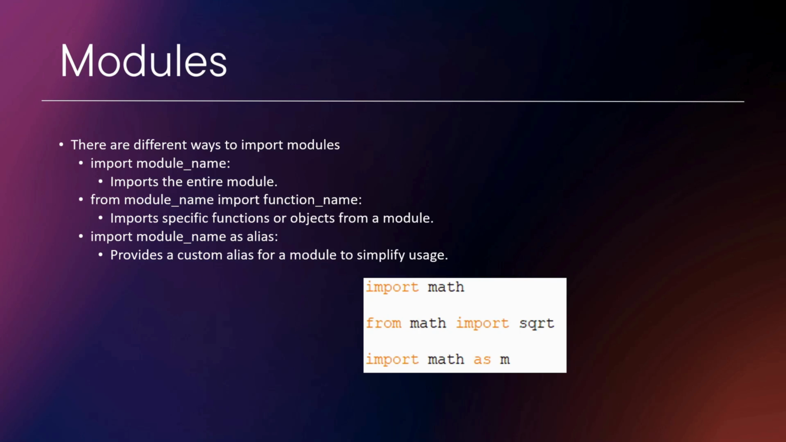In the examples, you can see the first one is import math. We are importing the math module. The second one is from math import sqrt, square root. In the second line we are only able to use the sqrt function, only that one. We cannot use any other function because we have only imported that one. And the third one is import math as m. Whenever we want to use the math package, instead of writing the complete word math, we can simply write m and use the package.